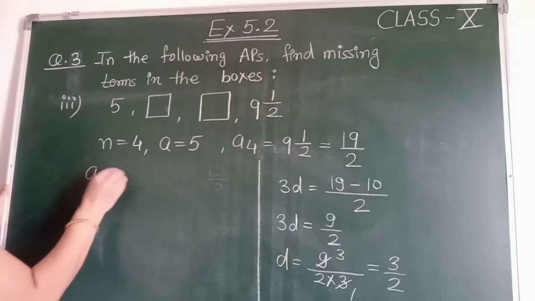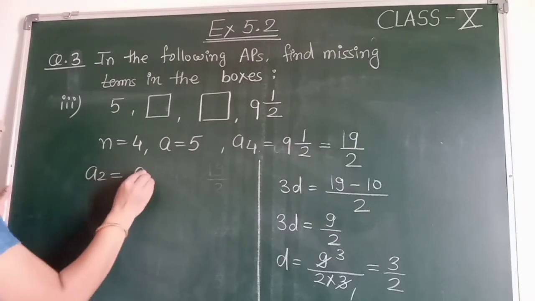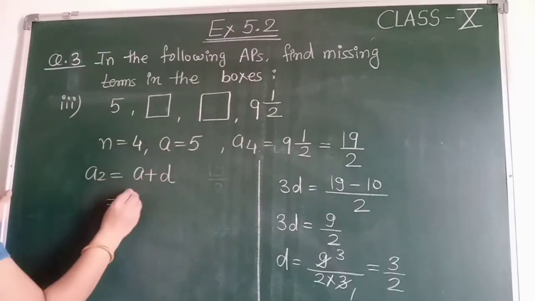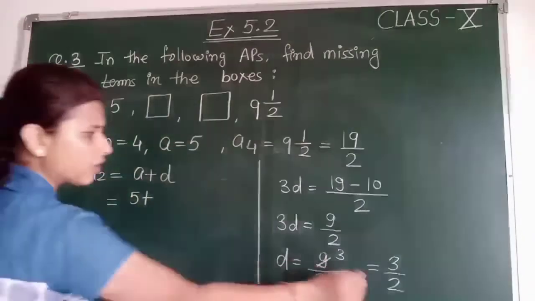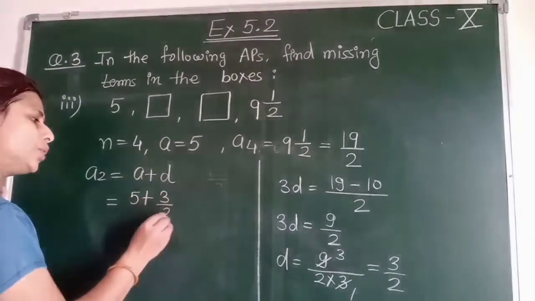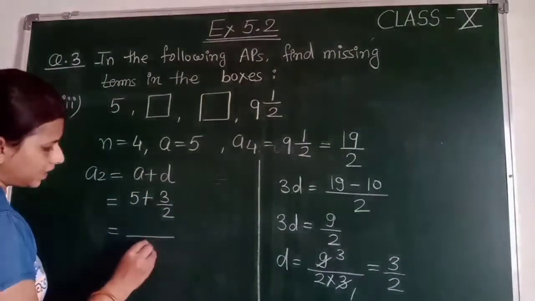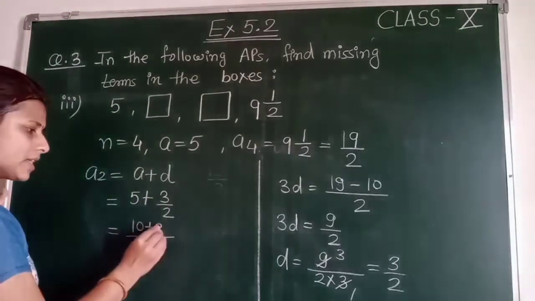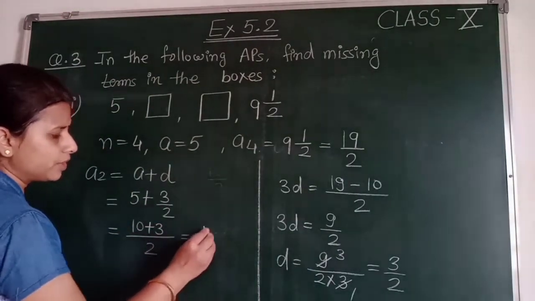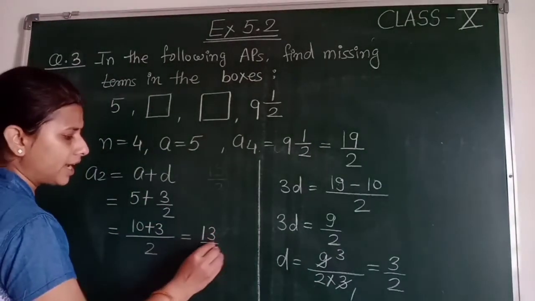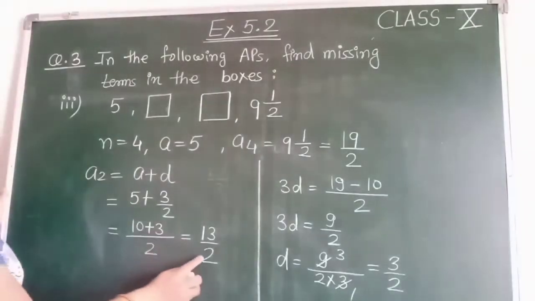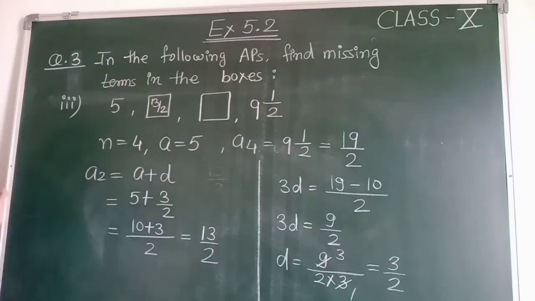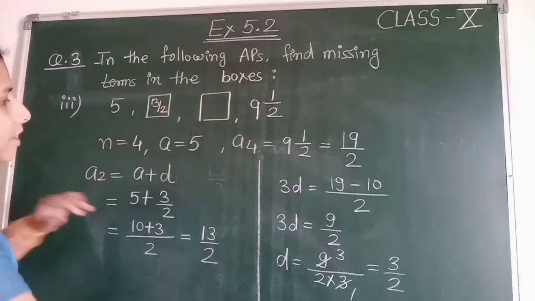Second term, as we know, student, from the general form, the second term can be written as A plus D. The value of A is 5 and the value of D is 3 upon 2. For solving this, again we will take the LCM. 5 2s are 10 plus 3, 10 plus 3, 13 by 2. This is our second term, 13 by 2. Now we will find the third term.